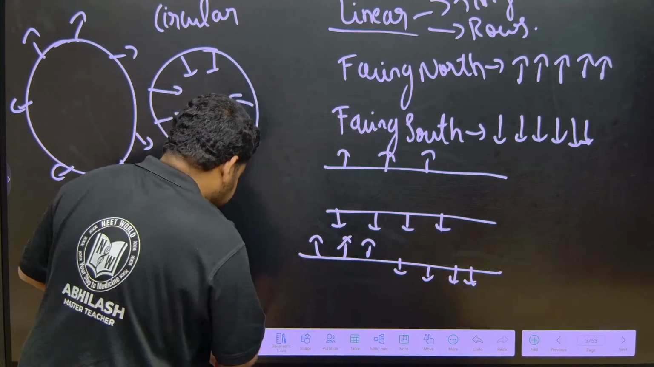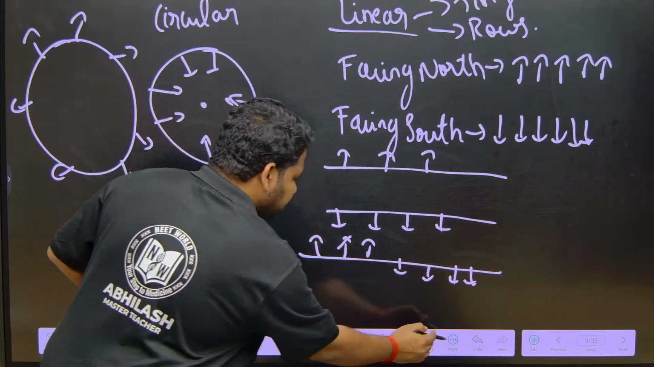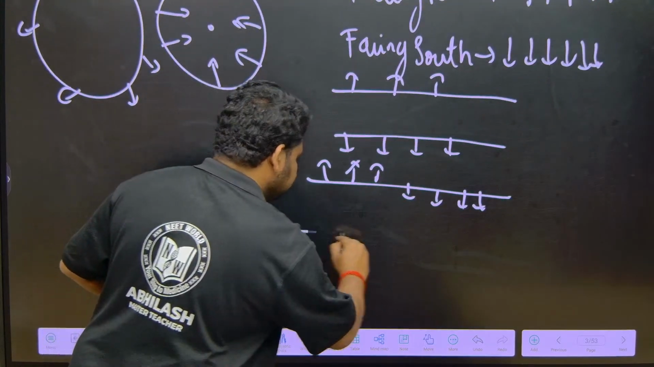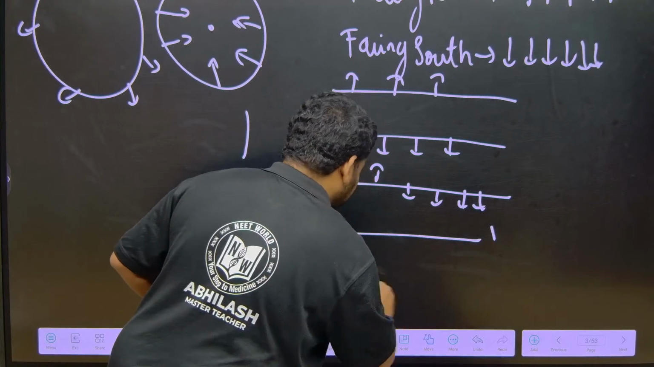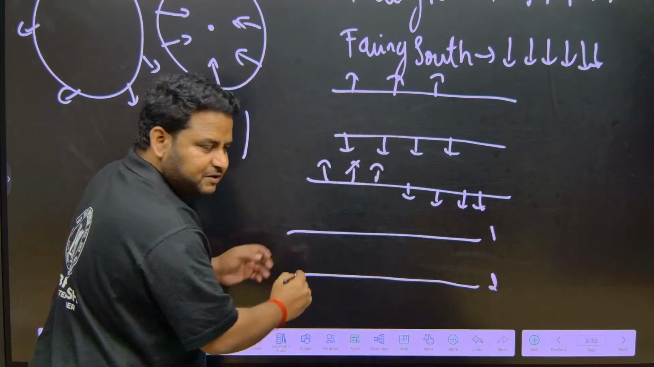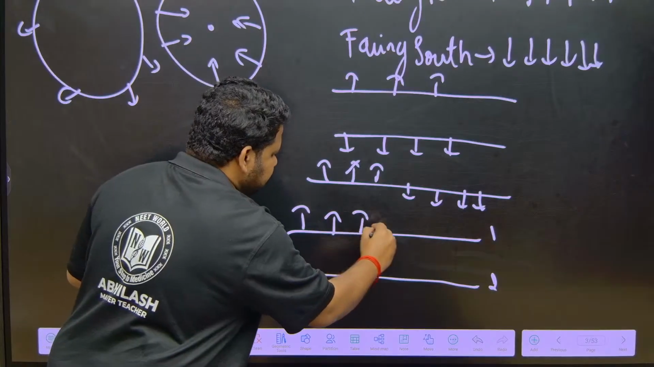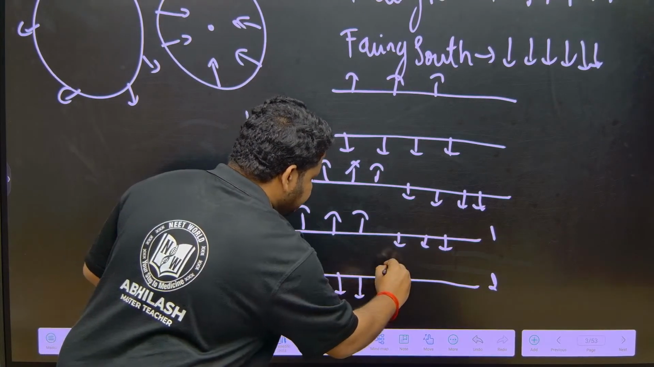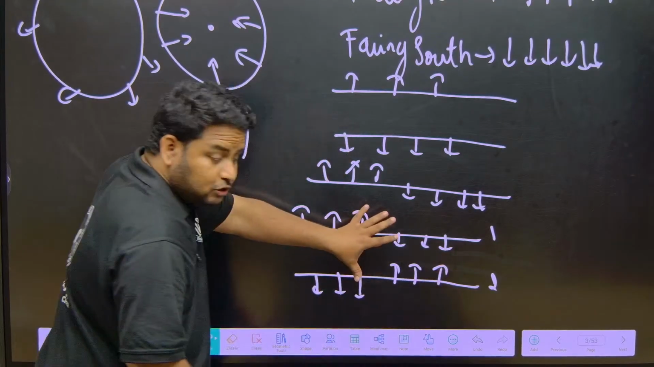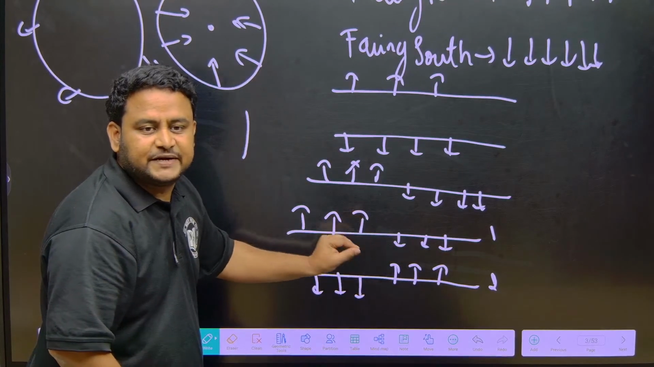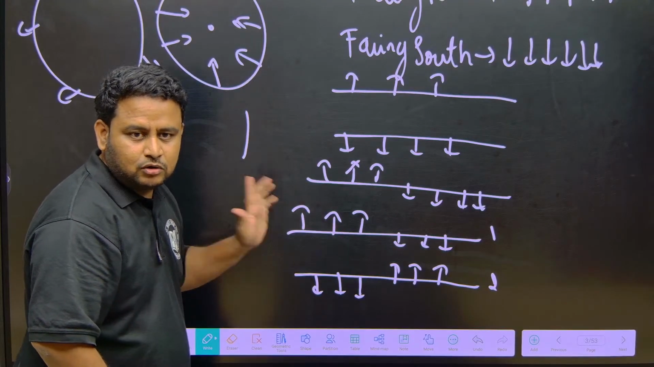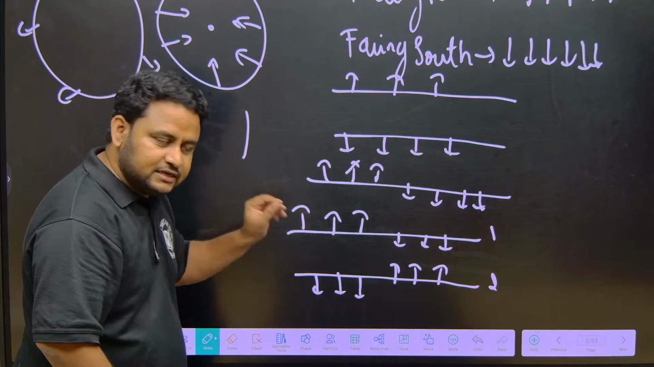Another thing is they can give a combination of both the rows. Let me take this as row 1 and this as row 2, where some of them are facing north here and some of them are facing south. Here some of them are facing south and some of them are facing north, like this. If they give a question like this, I call it a pretty difficult question, because the chances of you going wrong here are very high.